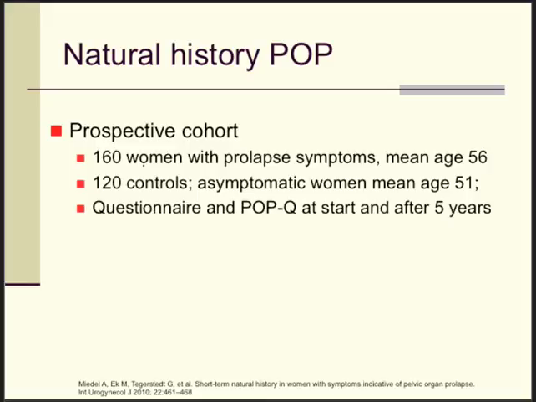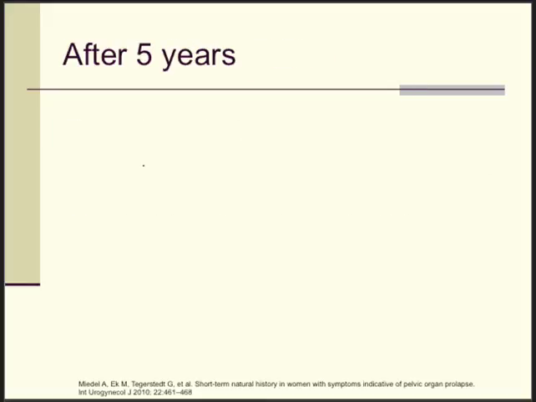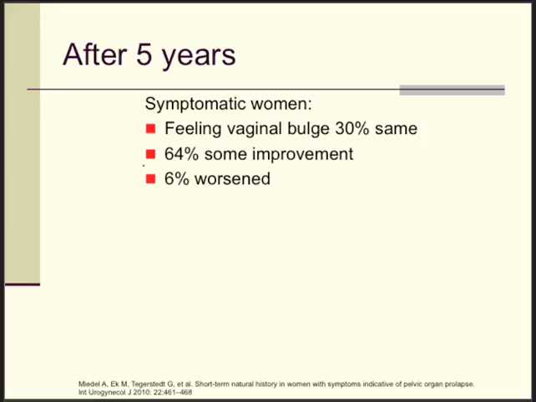They were given an extensive pelvic organ prolapse questionnaire at the beginning of the study, and they were also examined and classified according to the POPQ classification, which I explain a little bit later. That was done at the start of the study and after 5 years. And interesting were the findings after 5 years of the women who were initially symptomatic, who had typically a feeling of vaginal bulge. 30% of those women were the same. 64% showed some improvement, and 6% worsened over time in the 5 years' time.